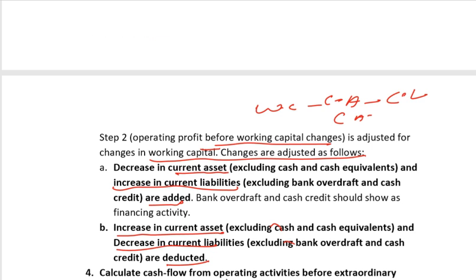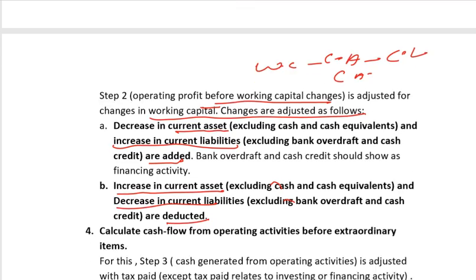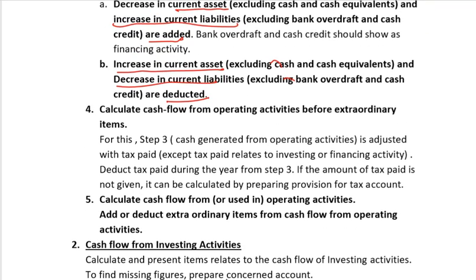At that time, what will you get? You will get the cash generated from operations. Okay, and then calculate the cash flow from operating activities. How to calculate? From the last head, cash generated from operating activities, deduct the tax paid.